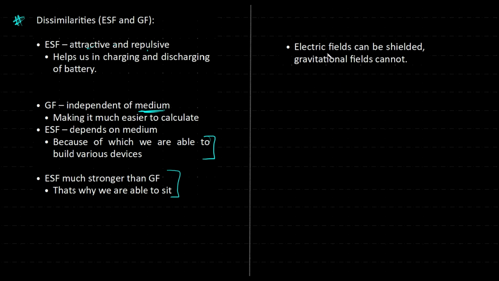Lastly, the electrical field can be shielded. That has to do with this point actually. This is what we're going to learn in the next set of videos and chapters. This is what we're going to make use of, and we are going to build devices, and we are going to build a radio as well.